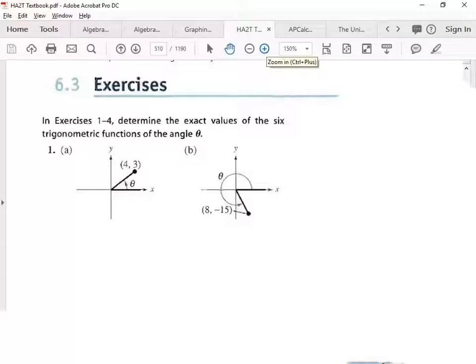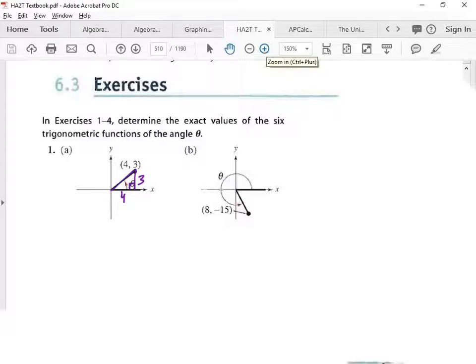In order to determine the exact 6 trigonometric values, we must have all the sides of our triangle. Now the triangle is already half drawn for you. You just got to go like this back to the x-axis so that you can get a triangle going on here. And because the coordinates say 4, 3, your x is 4 and your y is 3. Okay, so you have the labels of these two legs.